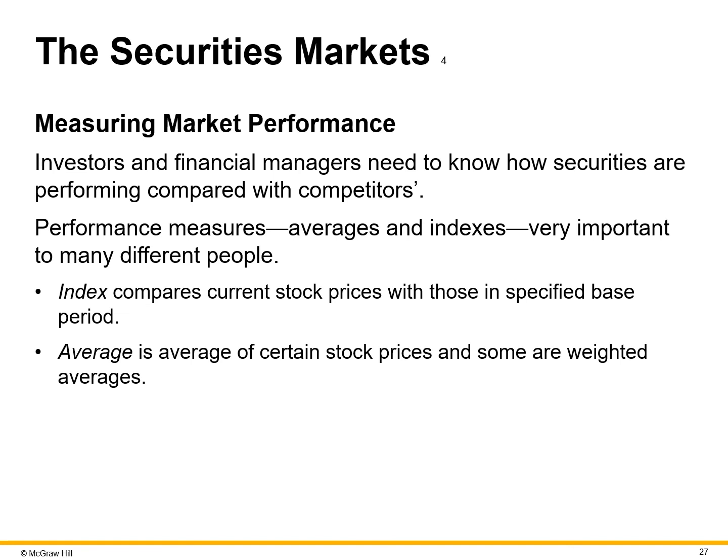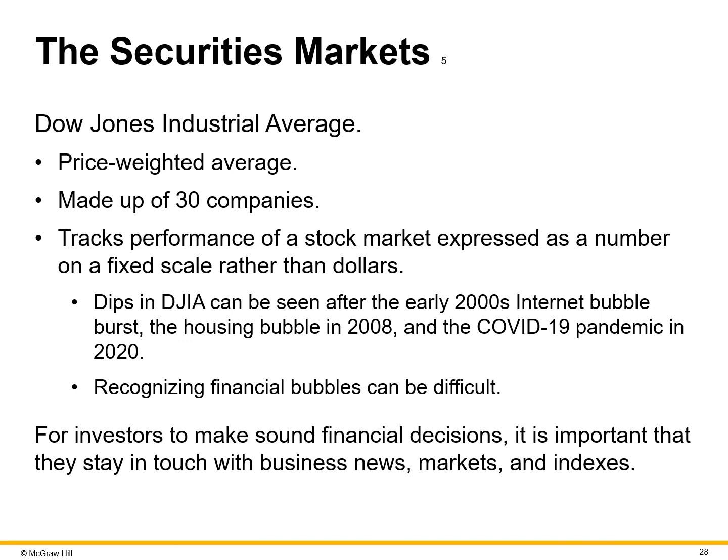There are a variety of averages and indexes available for comparison purposes. An index compares current stock prices with those in a specified base period. An average is an average of certain stock prices. Many investors follow the activity of the Dow Jones Industrial Average to see whether the stock market has gone up or down. Thirty companies currently make up the Dow.